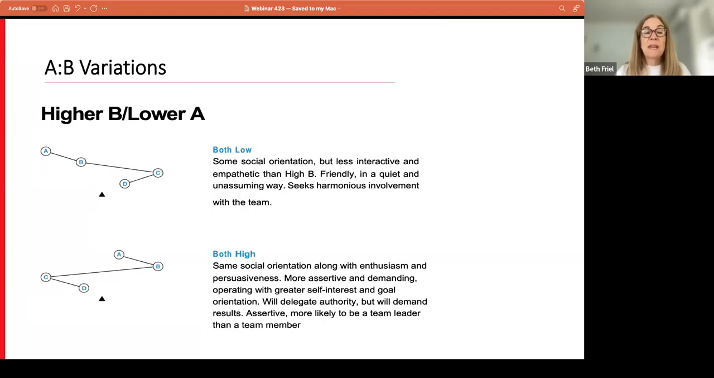Then you've got higher B, lower A, both low, and higher B, lower A, both high. So you're going to get the same social orientation, but when they're both low, it's a little less interactive and empathetic than with the high B. When they're both high, you also get more assertiveness. So not as just nice, and when I want you to like me, it's, okay, I'm going to tell you what it is, but I'm going to tell you in a nice way.